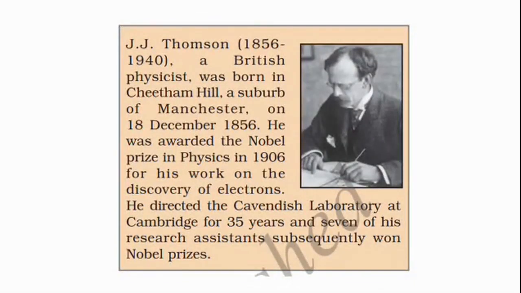So now J.J. Thomson, we know that he was a British physicist who was born in Cheetham Hill, a suburb in Manchester, in December 1856. He was awarded the Nobel Prize in Physics in 1906 for his work on the discovery of electrons. He directed a lab in Cambridge called the Cavendish Lab for 35 years, and seven of his research assistants subsequently won the Nobel Prize.